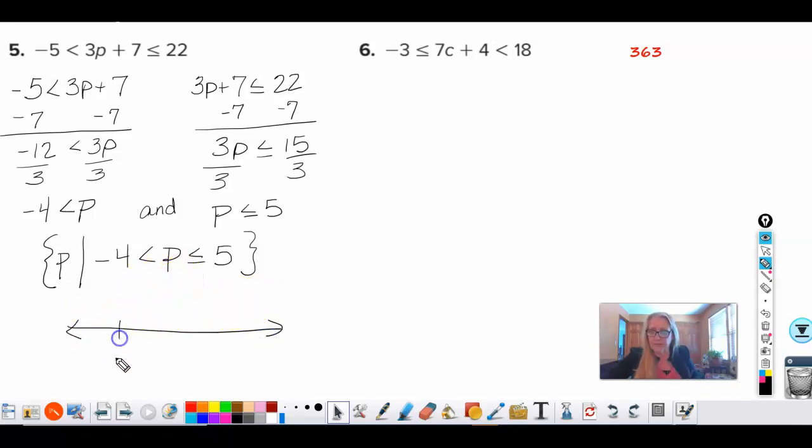We would want to have a graph with -4 on it and 5. This is not an or equal to, so this is an open circle at -4, and p would be values greater than -4. Closed circle at 5 because there's an or equal to, and p would be values less than 5, so it would be graphed in between the two.